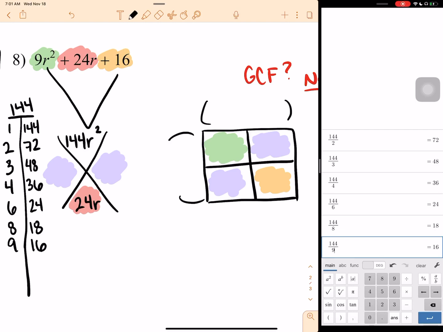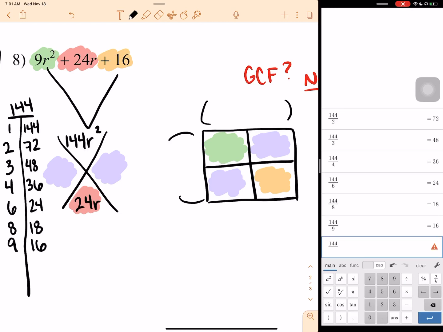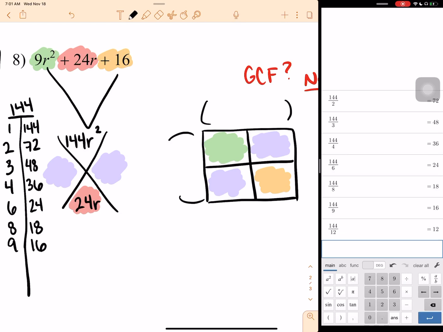Oh, 144 has a lot of factors. It's not divisible by 10 because it does not end in a 0. And 11, I don't believe it is either. Let's see here. Nope, that's a decimal. So 12, I believe, is our last one. Yep, 12 times 12. And then it would just start repeating. Then I'd go on to 16 times 9, 18 times 8, and so on. So these are the factors.